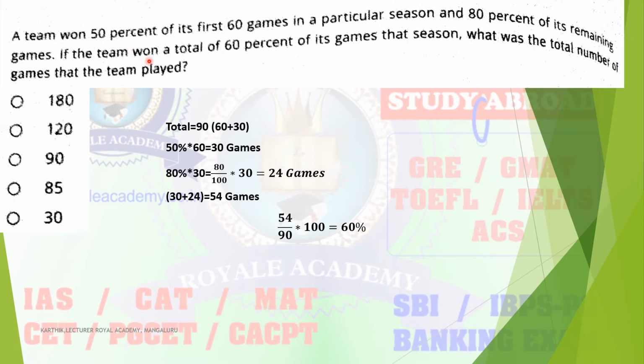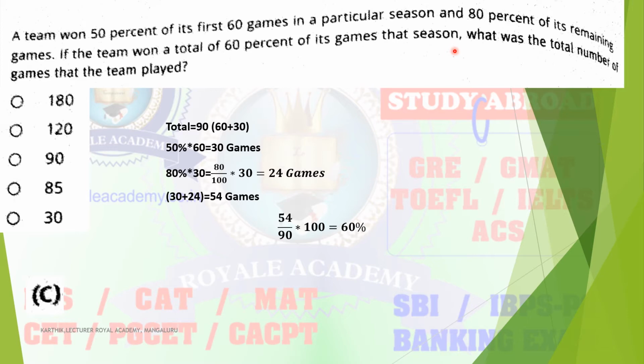That if the team won a total of 60% of its games in that season, here this answer should match this answer. Here given 60% of its games that season. Okay, so this answer should match this answer. So which option is correct? Option C is correct. 54 divided by 90 into 100 is nothing but you will get 60% of its games that season.